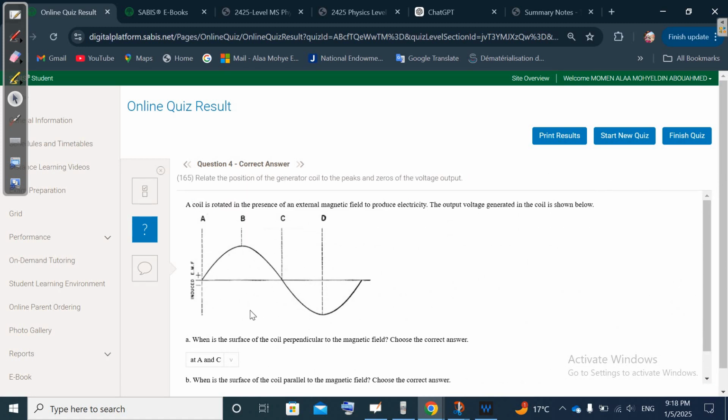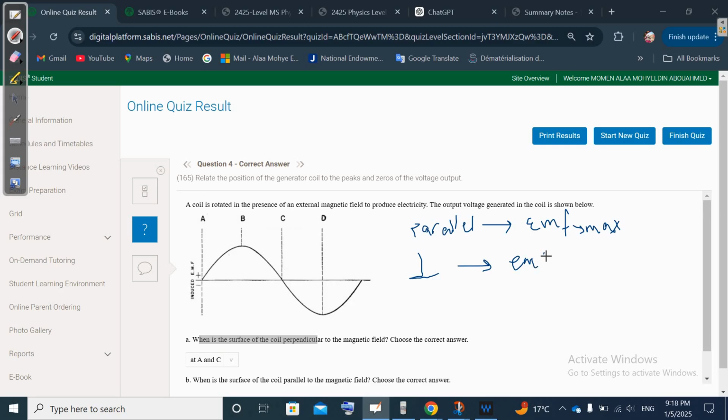When is the surface perpendicular? In the book, it's mentioned that when it's parallel, the EMF is a maximum, and when it's perpendicular, the EMF is a minimum. EMF minimizes.